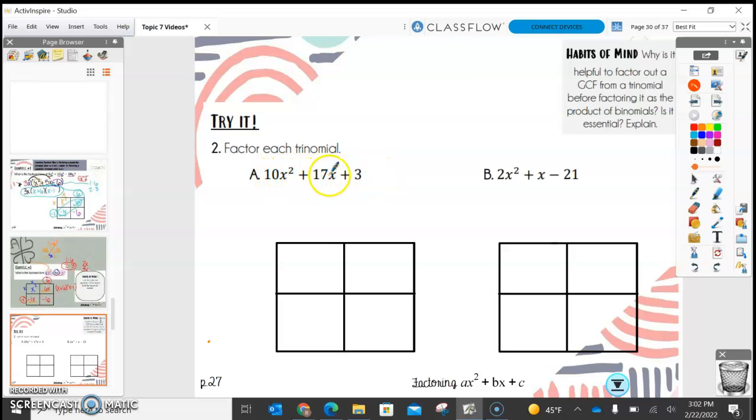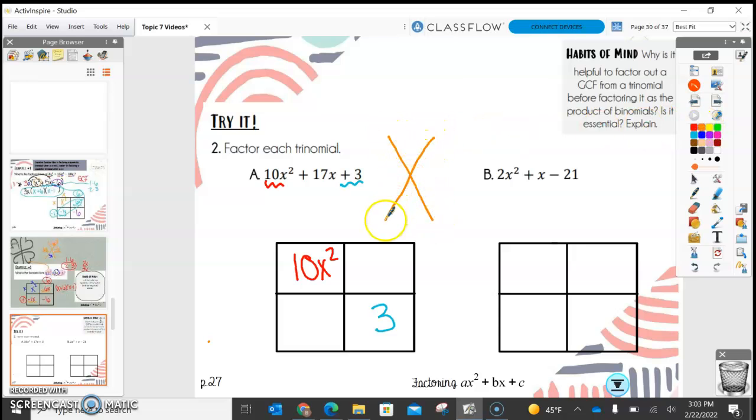Now, we just finished an example where we could take out a common factor. I see 10, 17, and 3. If I were looking for a greatest common factor, 5 and 2 might work, but 5 and 2 don't go into 17 or 3. These two numbers happen to be prime. So we know our 10x squared will still go in the first top left box. That's a given. Also, your 3 will go in the bottom box.